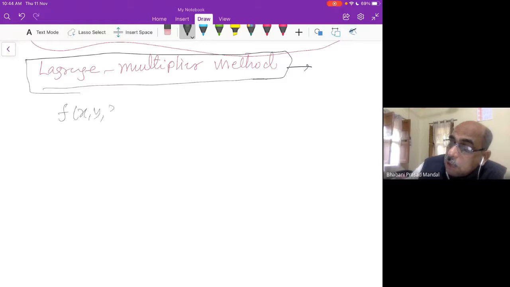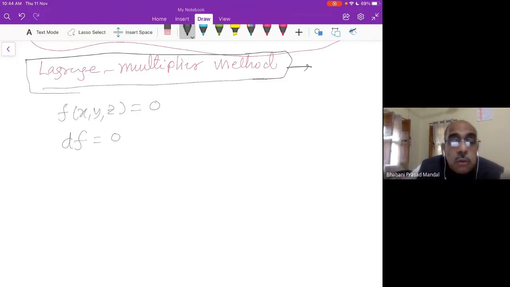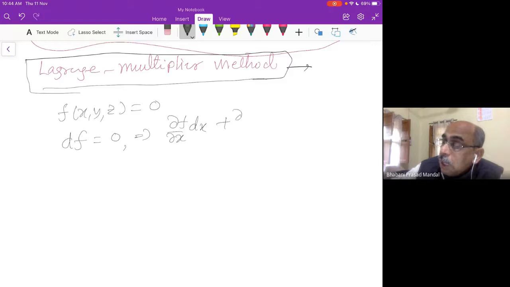I have a function f(x,y,z). I want to find the condition when this function will be extremum. The function will be extremum when delta f equals 0, right? So delta f equal to 0 implies that del f/del x dx plus del f/del y dy plus del f/del z dz equals 0.